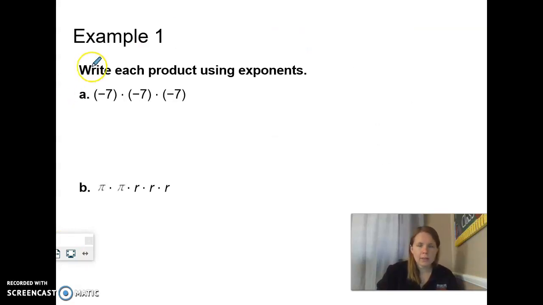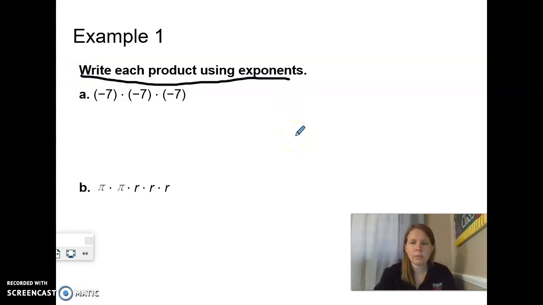When we get into this, there's no big main key idea. Again, it should be review. So they want us to write each product using exponents. Now listen to your direction. I'm just going to rewrite this with exponents. I am not going to find the answer. Again, not finding the answer. So I'm just going to rewrite this.